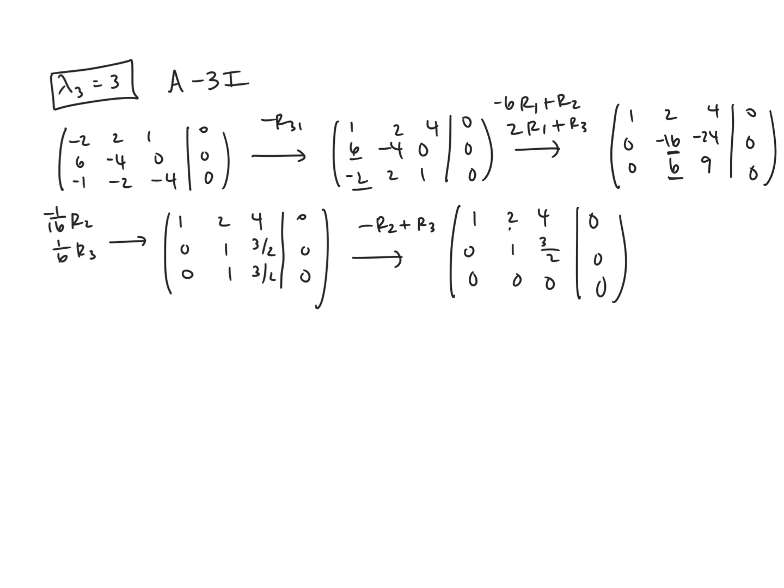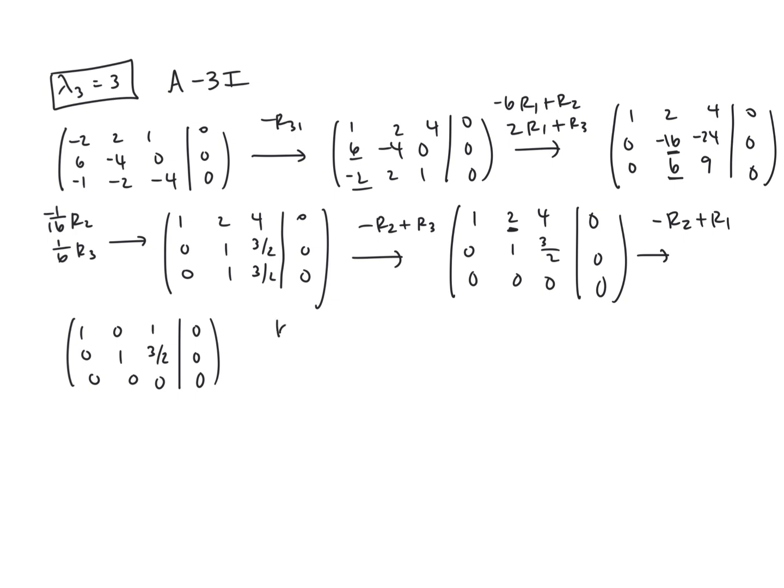And the last thing we talked about, I want to get rid of this 2. The way we're going to do that is I'm going to take the opposite of the second row and add it to the first row. So when I do that, I get 1, 0, 1. And then I still have that 0, 1, 3 over 2, and 0, 0, 0.